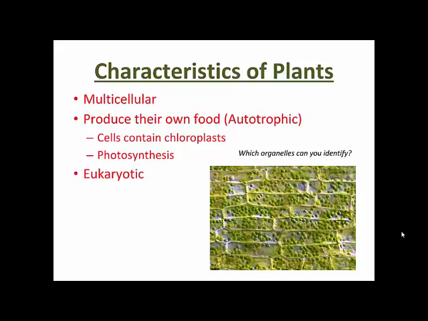So they're eukaryotic. They have a nucleus, so they have a nuclear membrane surrounding the DNA. They have other organelles, mitochondria, chloroplasts, and so forth. So they're eukaryotic cells, complex cells. How about reproduction? What type of reproduction do plants have? Plants also reproduce sexually. We're going to talk about that in the next few days.